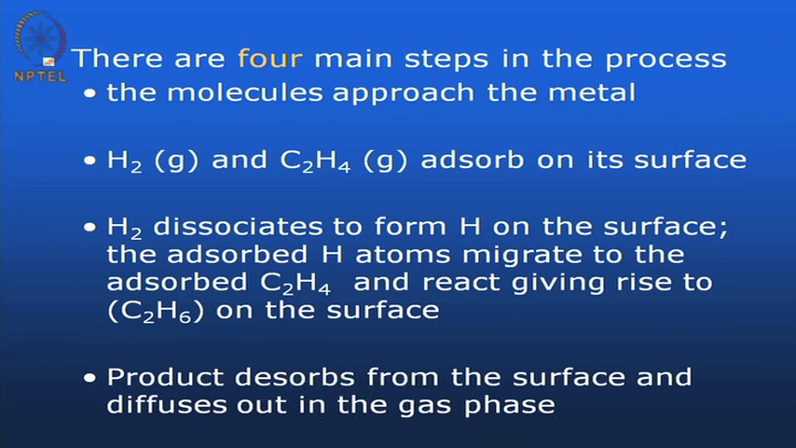So, in the normal case, if you do not put any metal or metal surface, no reaction happens. Next is dihydrogen H2 dissociates to form hydrogen atoms on the metal surface. The adsorbed hydrogen atoms then migrate to the adsorbed C2H4, in an appropriate fashion, so that there is a formation of linkage. They react, giving rise to C2H6 on the metal surface, and then the product desorbs from the surface and diffuses out into the gas phase. So, this way the reaction occurs. These are the 4 key steps in the process of heterogeneous catalysis, that is typically this metal surface catalyzed reaction. It is a typical hydrogenation process.